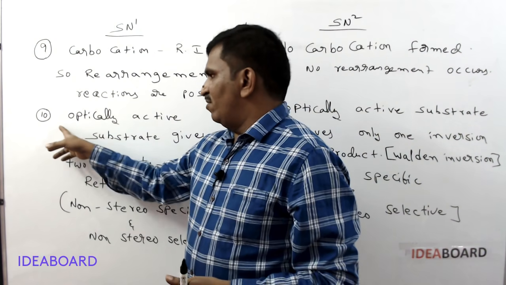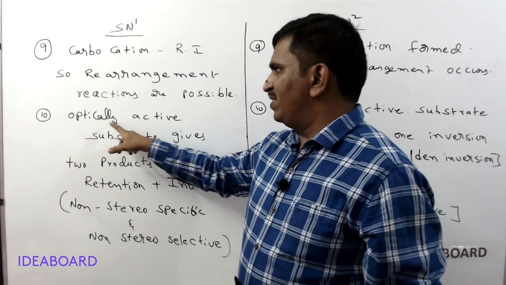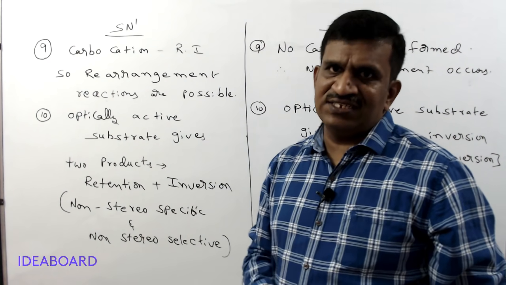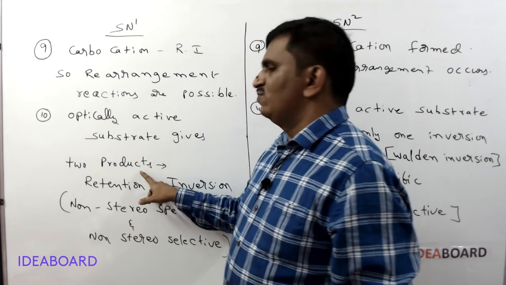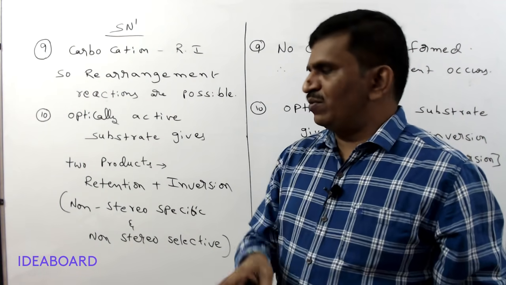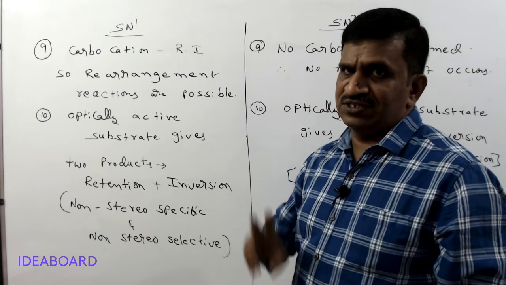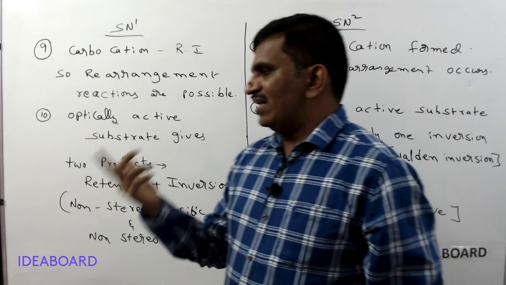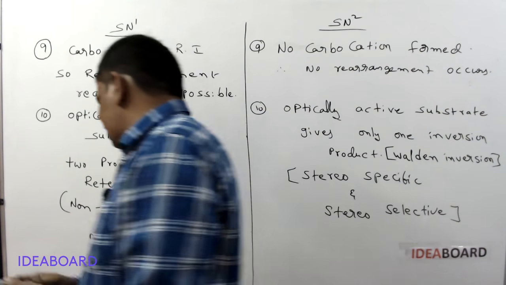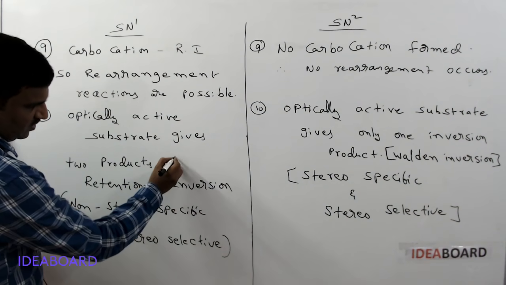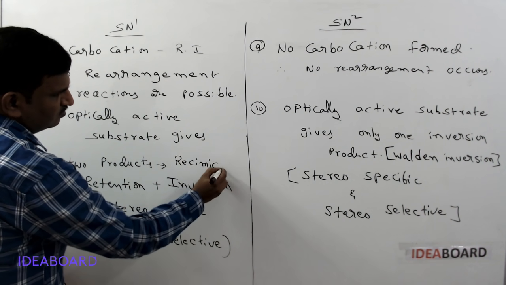Next point, optically active substrate. Here substrate means reactant. If an optically active compound is taken as a substrate or reactant, then what are the final products? We will get two products: one is a retention product, another one is an inversion product. So an optically active compound gives a mixture of retention and inversion products, which is also called a racemic mixture. So we can say simply a racemic mixture is formed.